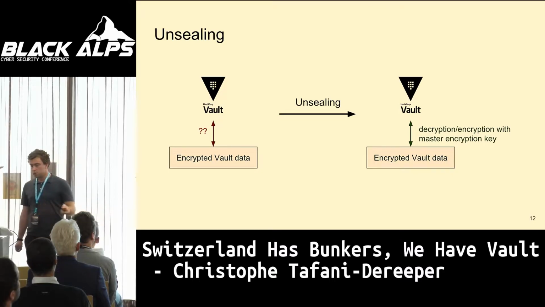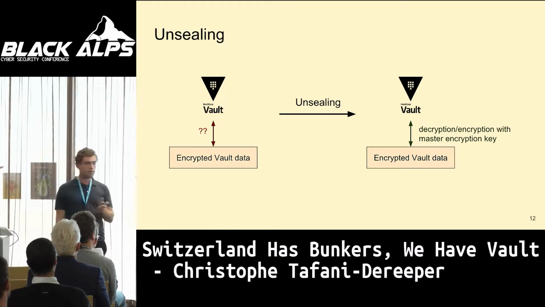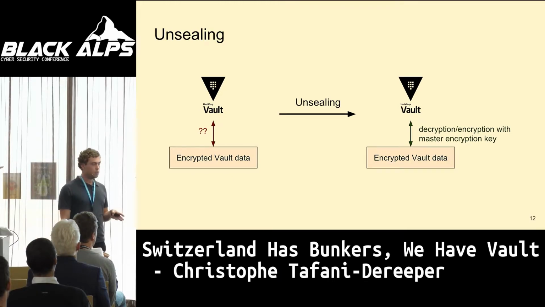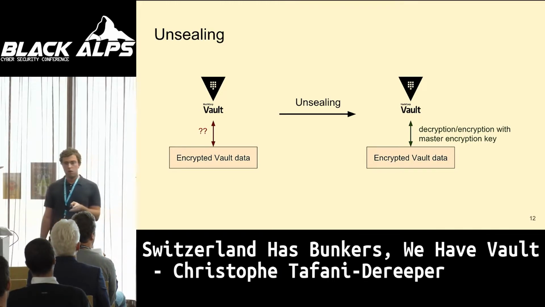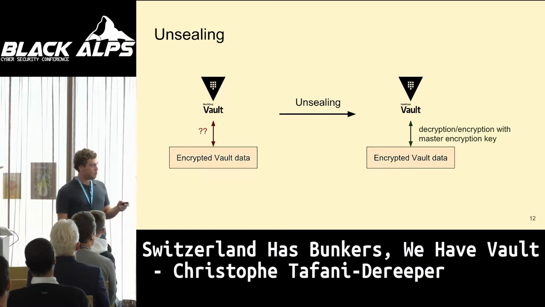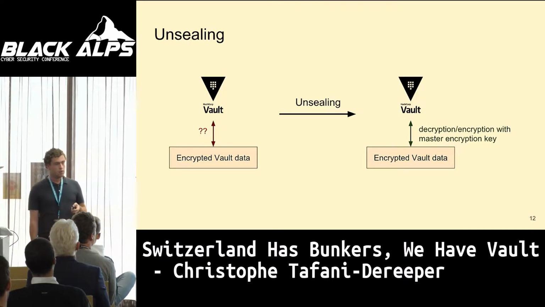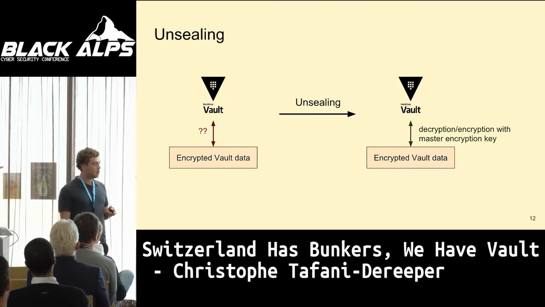So I'm not going to go into too much detail about that, but essentially what it does is it takes the master encryption key and it's going to split it into multiple shares. And the principle is that you are going to distribute each one of these shares to individuals of your company. And then Vault is going to be able to reconstruct the encryption key with a certain number of shares. And this is done using the Shamir's secret sharing algorithm.